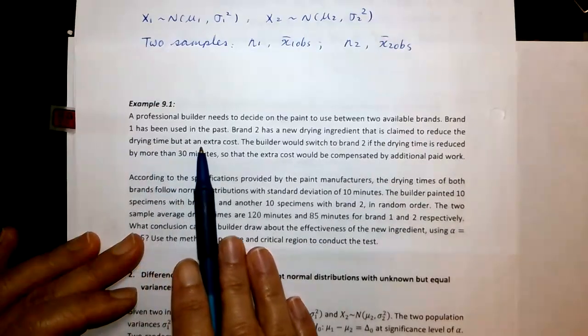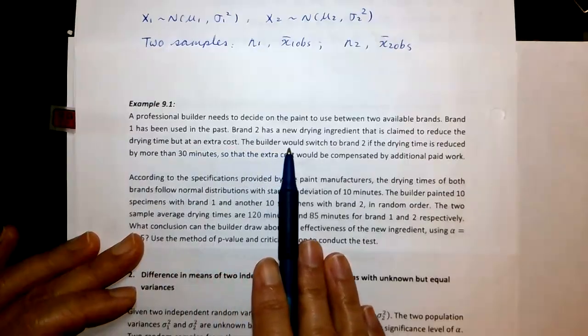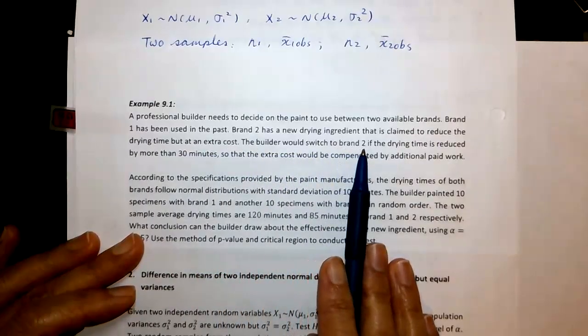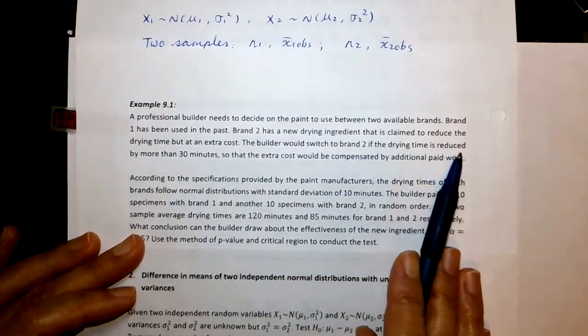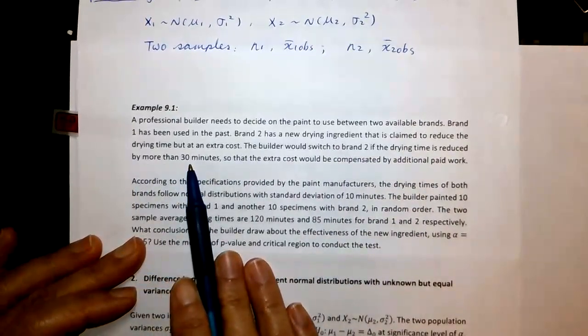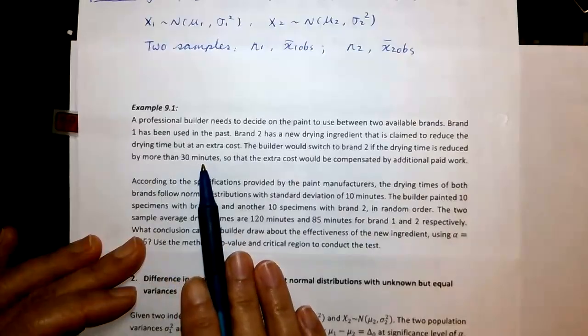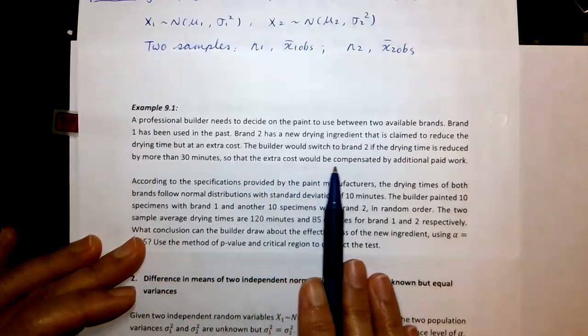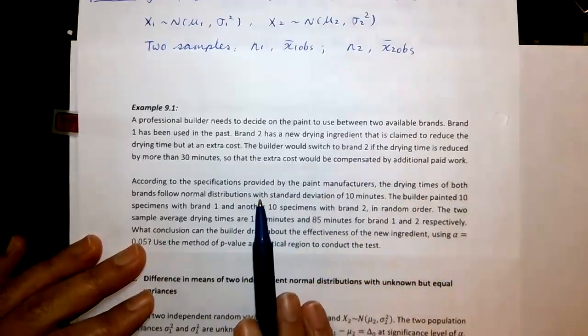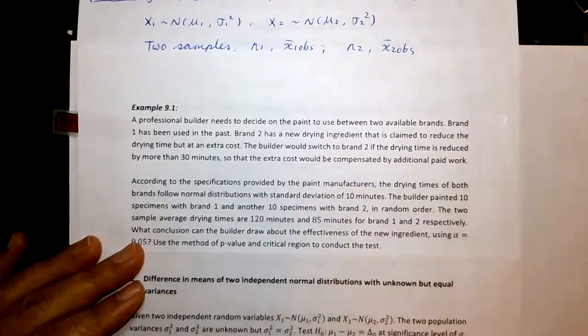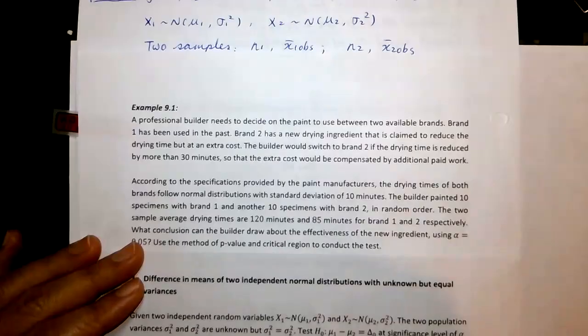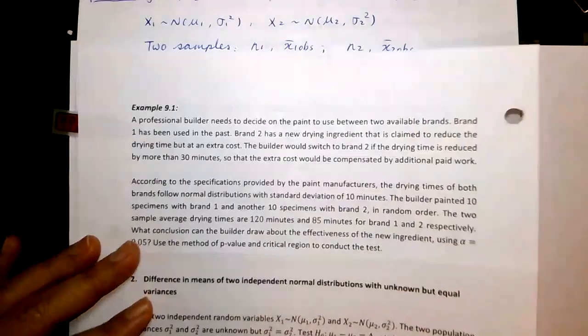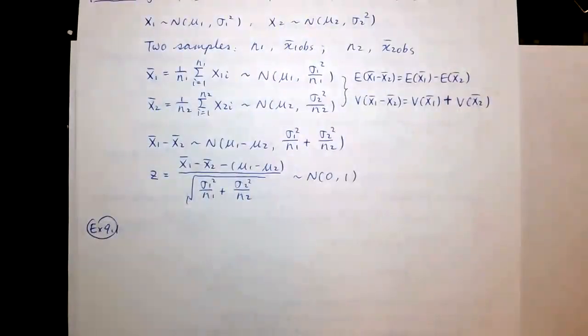That claims to reduce the drying time. But because it has a good property, it has extra cost. The builder would switch to the new one, the expensive one, if the drying time is reduced by more than 30 minutes. So with this much saved time, he can earn extra by doing some other painting work. So this is the background of the test. We are testing not the difference in cost, but the difference in the drying time.